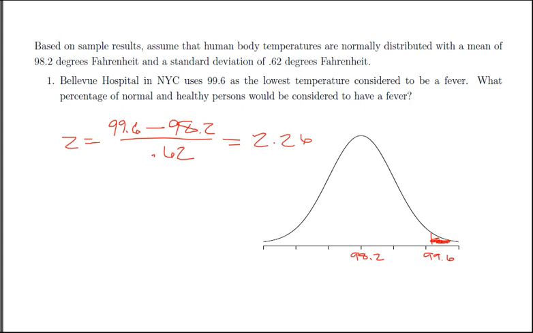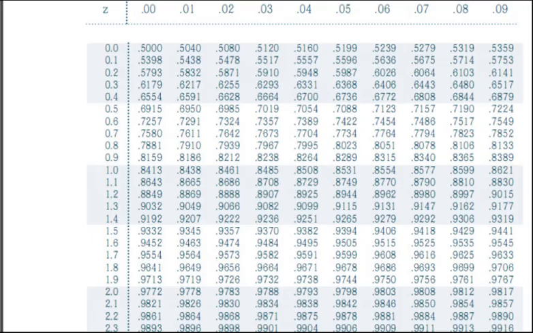And I want to come over to my normal table and look that value up. And so I want to go to 2.2 right here, and then 2.26, so the sixth column right here. Okay, so that gives me a value of 0.9881, and that's going to be the area to the left.